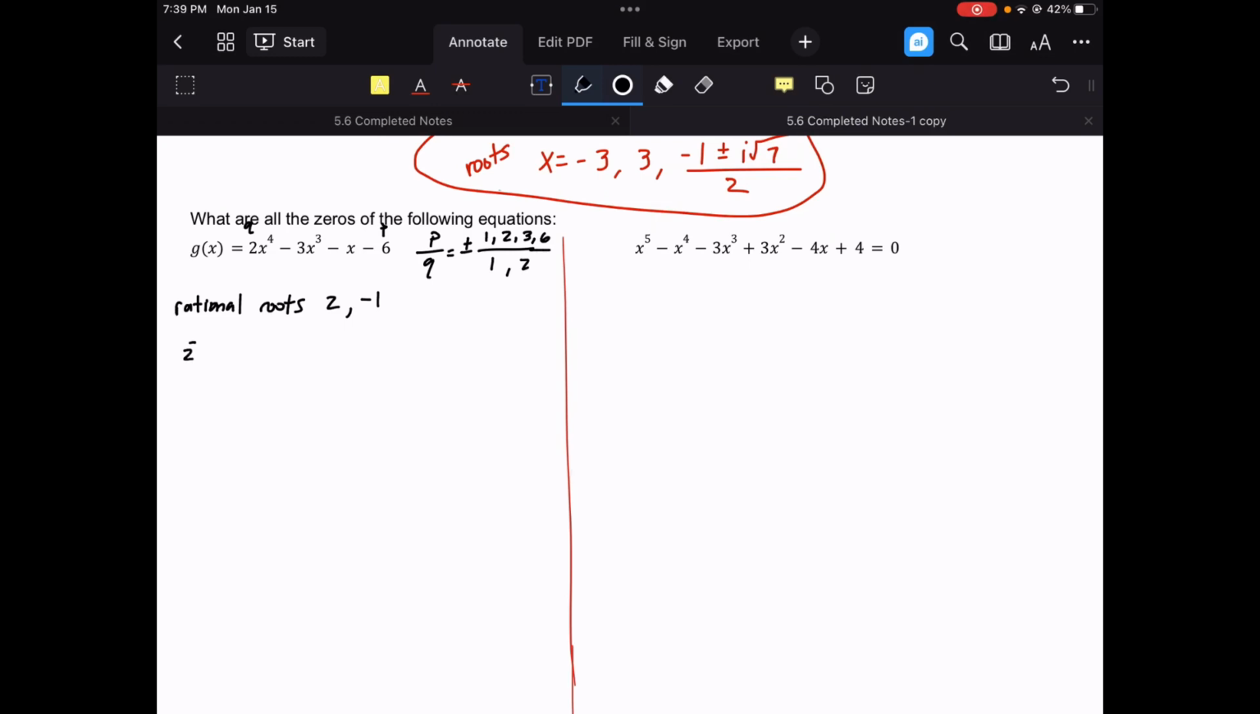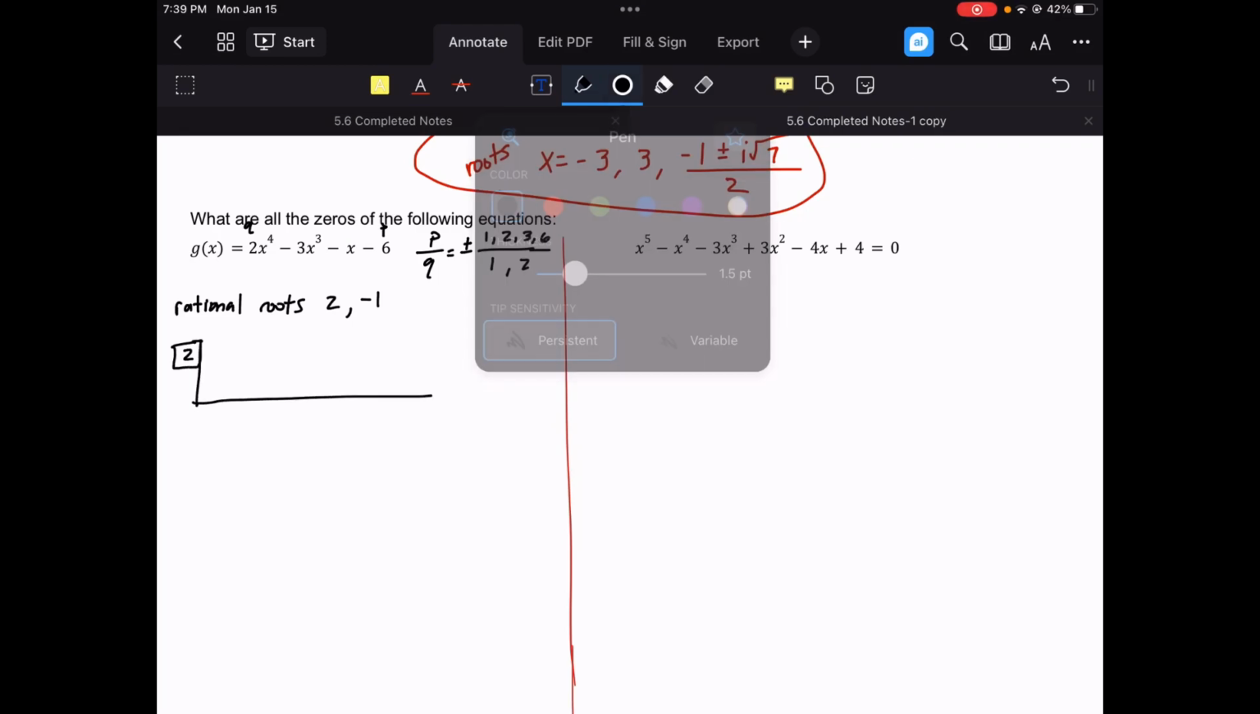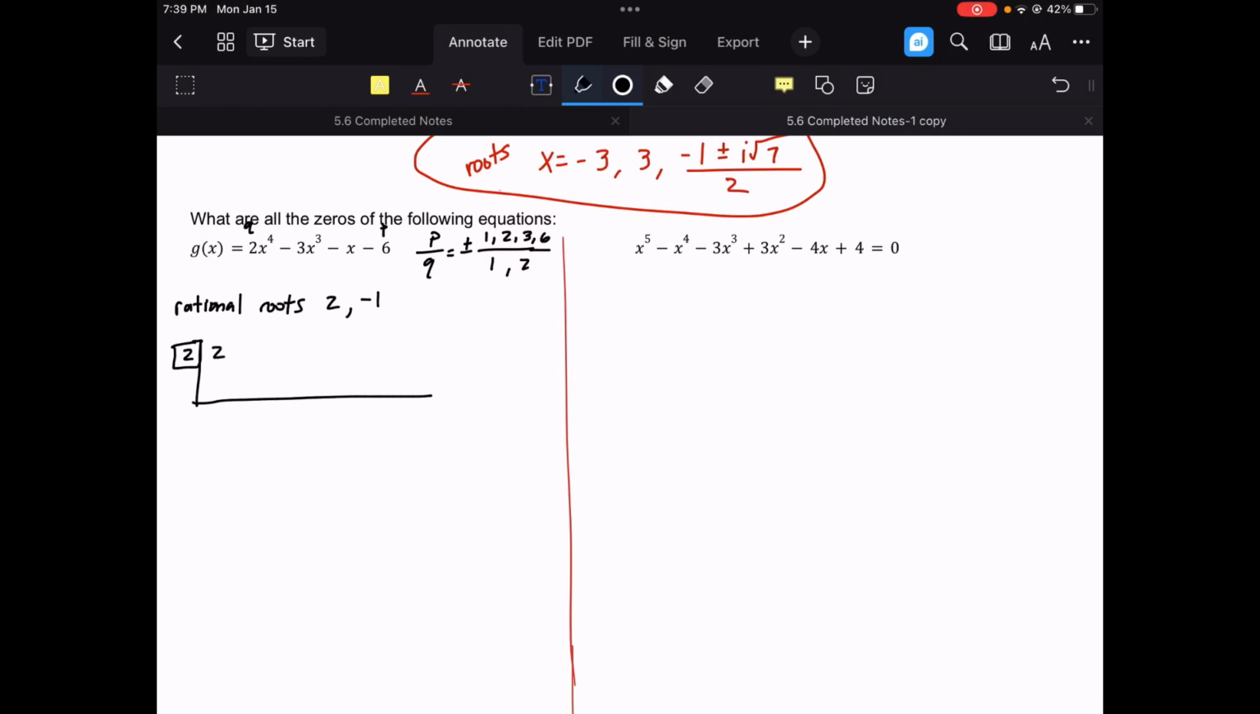So I'll start with 2. We've got 2, negative 3. There's no x squared term, so we need a placeholder. Negative 1, negative 6. We'll go ahead and drop the first term down. We get 2, becomes 4, 1, 2. So 2, 4, this is 3, and this becomes 6, so that's 0. There's our remainder, so we're good.